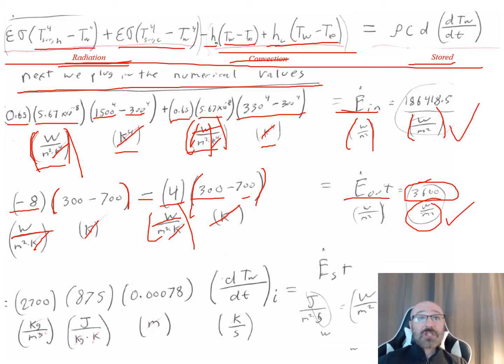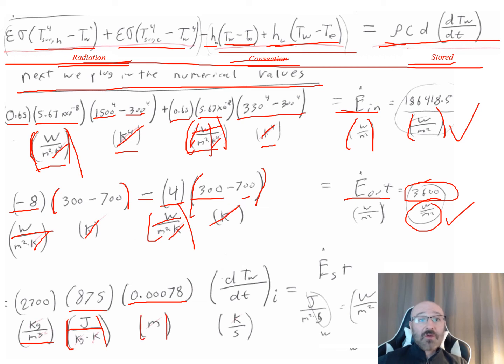We've dealt with the radiation and the convection, or the inflow and the outflow terms. Now we can deal with the stored energy term on the right-hand side. We plug in for our rho from, again, our first setup page, 2,700 units of kilograms per meter cubed. Now we have our specific heat of 875 joules per kilogram times Kelvin. And this is times 0.0078 that we've already solved for. We'll plug this in. This is units of meters.